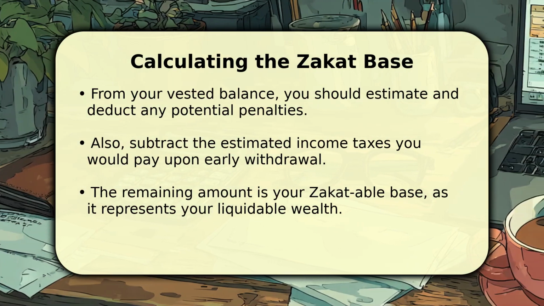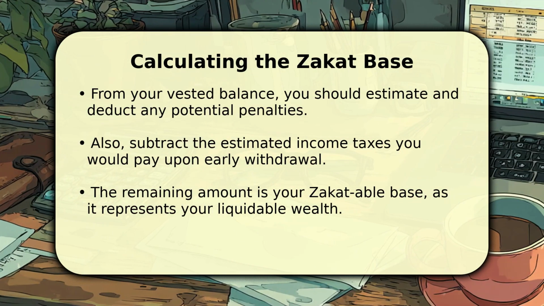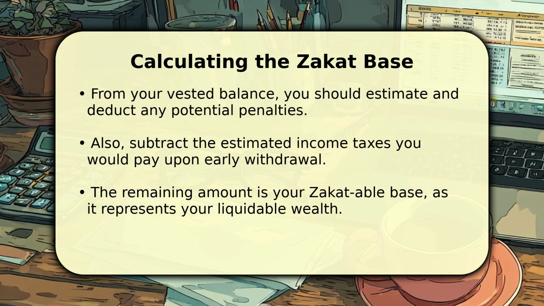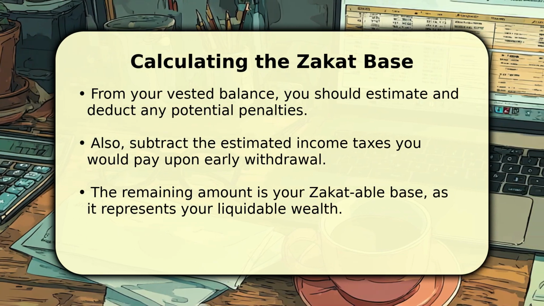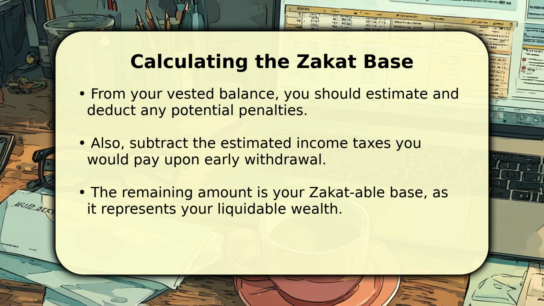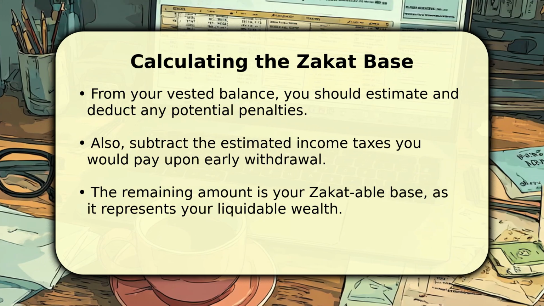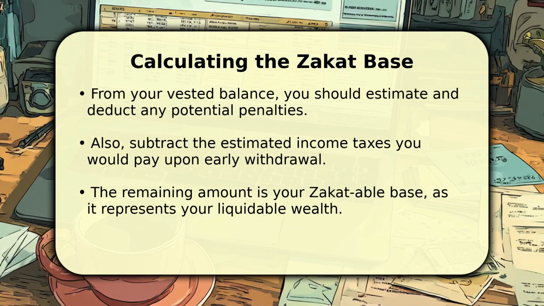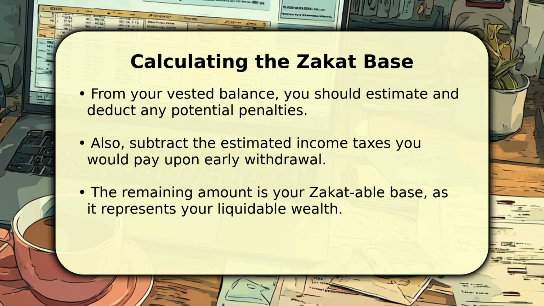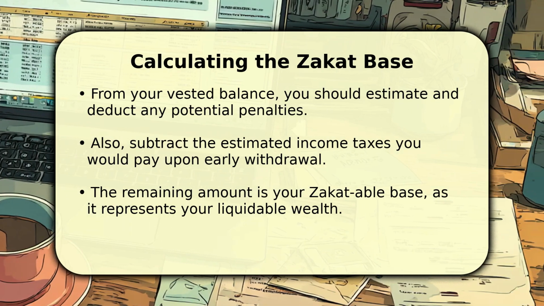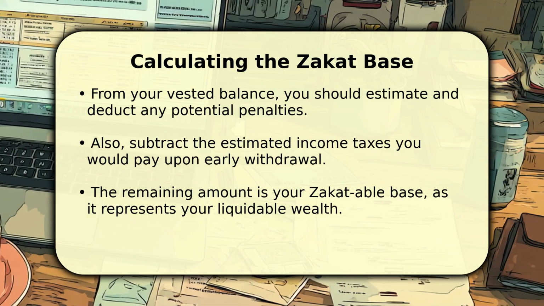To find your zakat base, start with your vested 401k balance. Next, you'll need to estimate and subtract any early withdrawal penalties, usually around 10%. Then, also estimate and subtract the income taxes you'd owe if you were to withdraw that money today. What's left, that net accessible amount, is what you calculate zakat on.